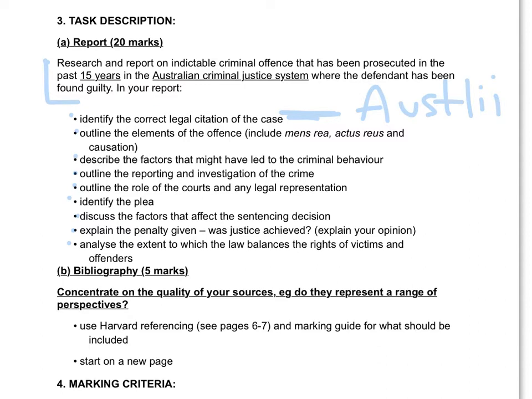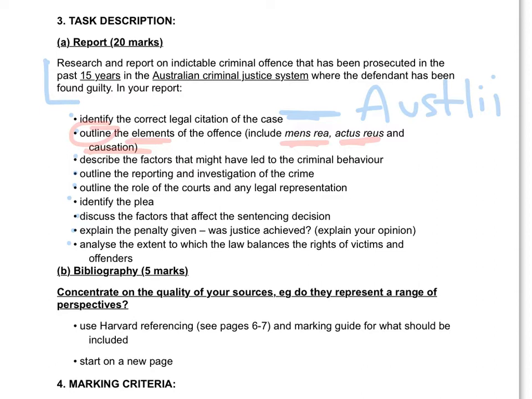Then you've got to think through, what are the 3 elements of the offence? So mens rea, motive, were they caught doing the act, and what was the actual cause of the act? So think through and outline those. Note, outline. Don't give me 90% of it about that.